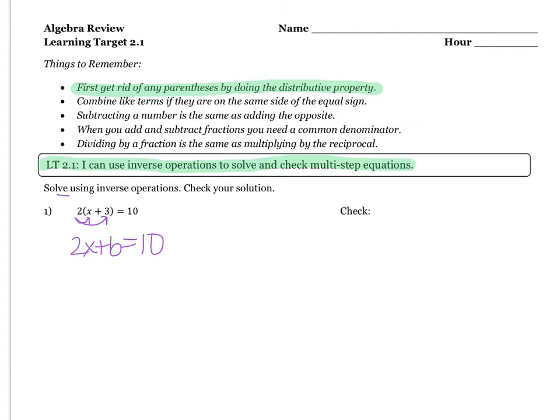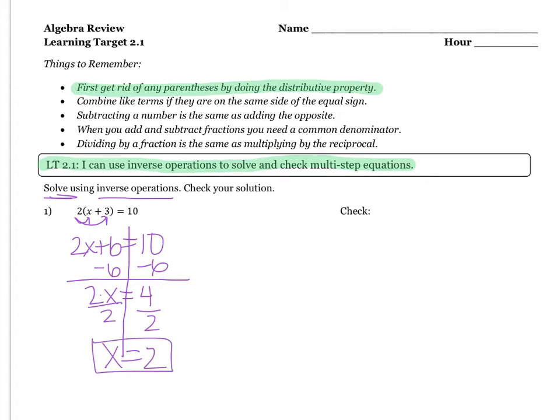Now we want to solve using inverse operations. I want to get rid of my constant first, my 6, so I do the opposite of adding 6. I subtract 6 from both sides of the equal sign. And we end up getting 2x is equal to 4. Now I have a one-step equation. It's 2 times x, so the opposite of multiplying, I'm going to divide by 2. We end up getting x equals 2 as our solution.